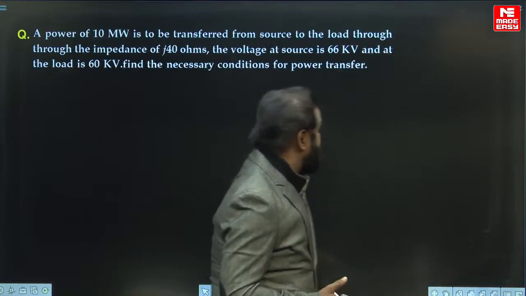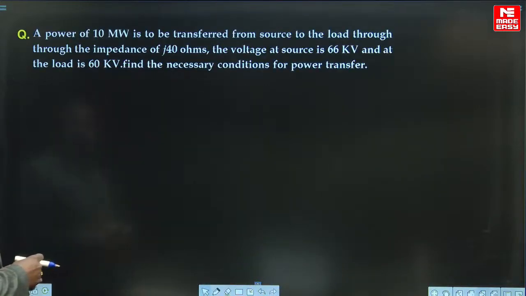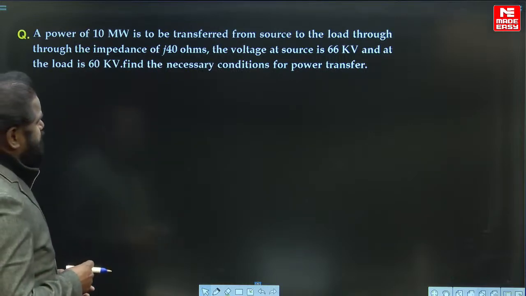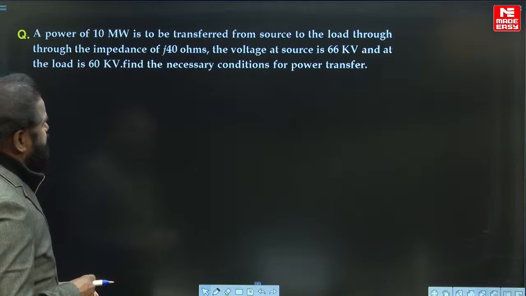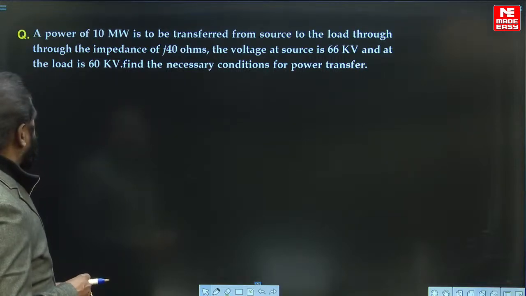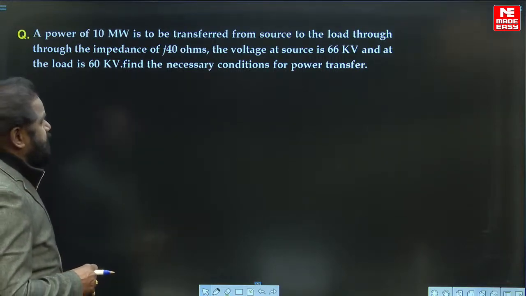Let us go for the first question. A power of 10 megawatts is to be transferred from source to the load through an impedance of j40 ohms. The voltage at source is 66 kV and at the load is 60 kV. Find the necessary condition for power transfer.